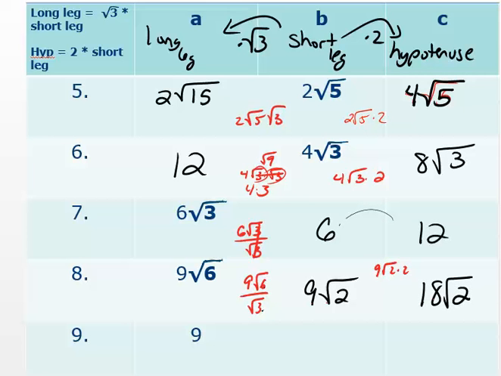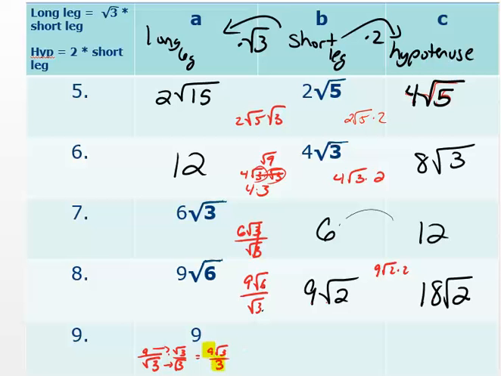Let's try number 9. We're starting with a long leg of 9. So we'll be dividing by rad 3. Those don't divide because one's a radical and the other one's not, but I cannot leave that radical in the bottom of the denominator. So we're going to rationalize. Multiplying straight across, we get 9 rad 3 over rad 9, which is 3.